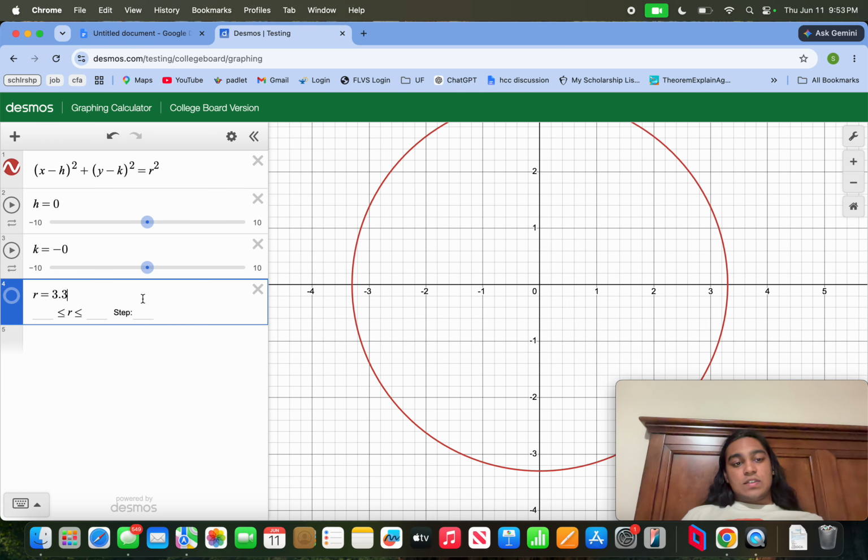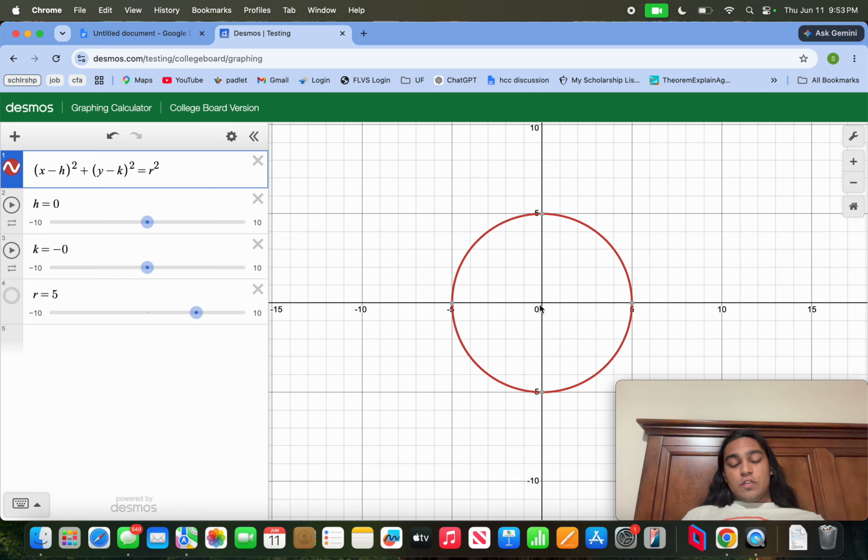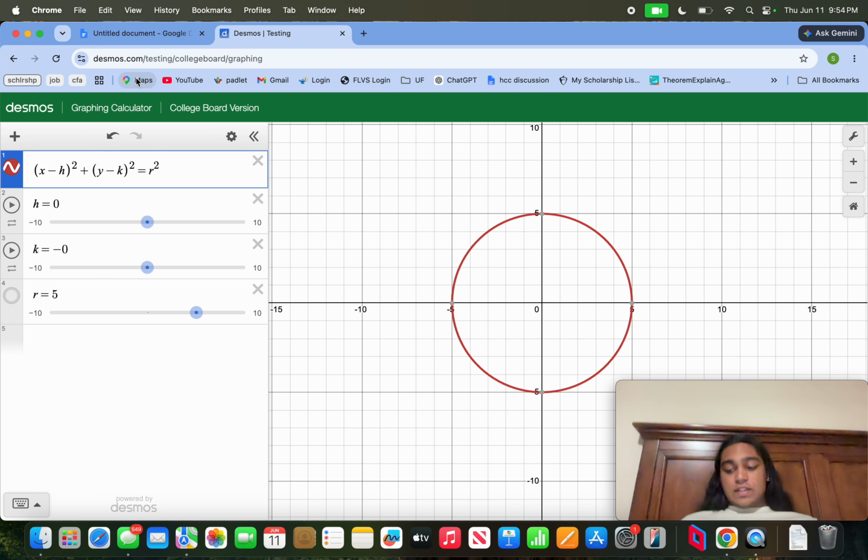So if I set this to, say, 5, that means that the distance from here to here is 5. We can see it's 5 up, 5 to the right, 5 to the left, 5 down. That means the distance from here to here is 10. That's about it for circles.